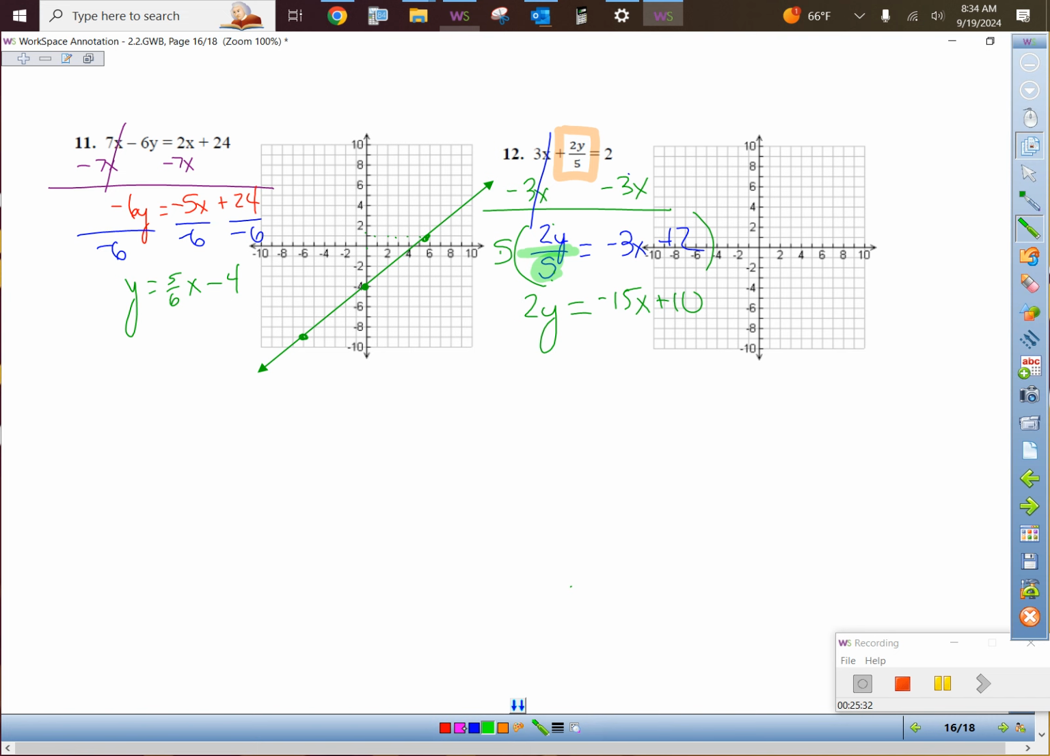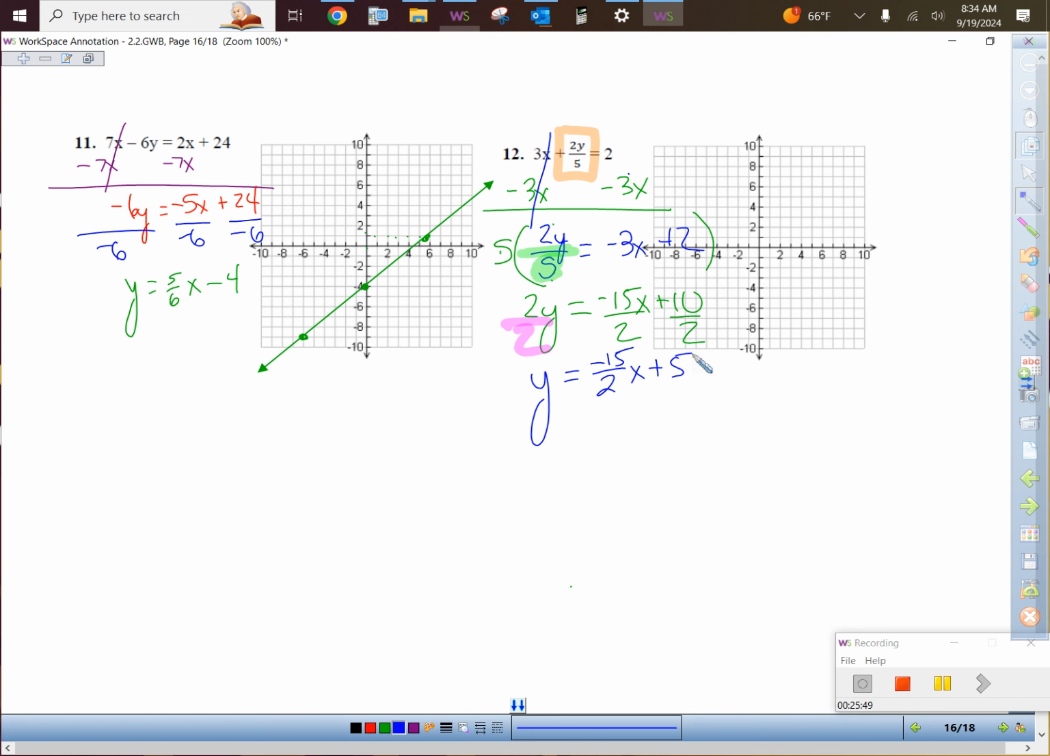Now, the next move is super simple. There's this times 2 right here. I want to get rid of the times 2. Don't you just divide every term by 2? So divide by 2. Sorry, it's not a pen. Divide by 2. Divide by 2. Y will equal, oh my God, negative 15 halves x plus 5.